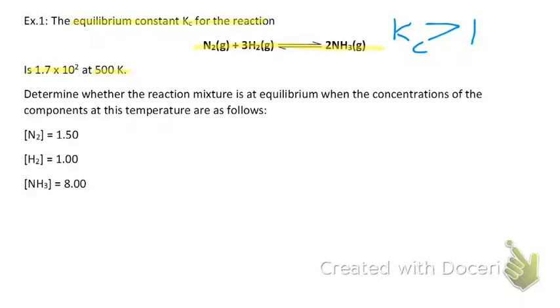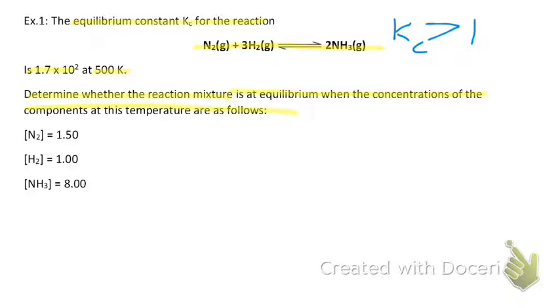But what we're going to do is take a snapshot of the reaction. That means we're going to determine whether the reaction mixture is at equilibrium when the concentrations are as follows. At some point in the reaction, we look at these concentrations at this specific time, and we're going to solve for Q. The value of Q is going to let us know if we've hit equilibrium or not. So let's do that.